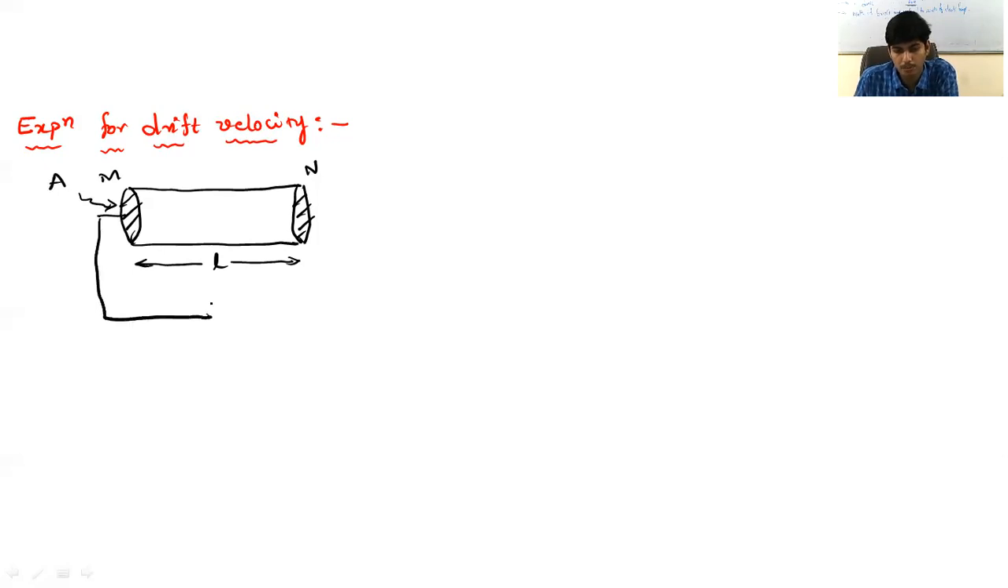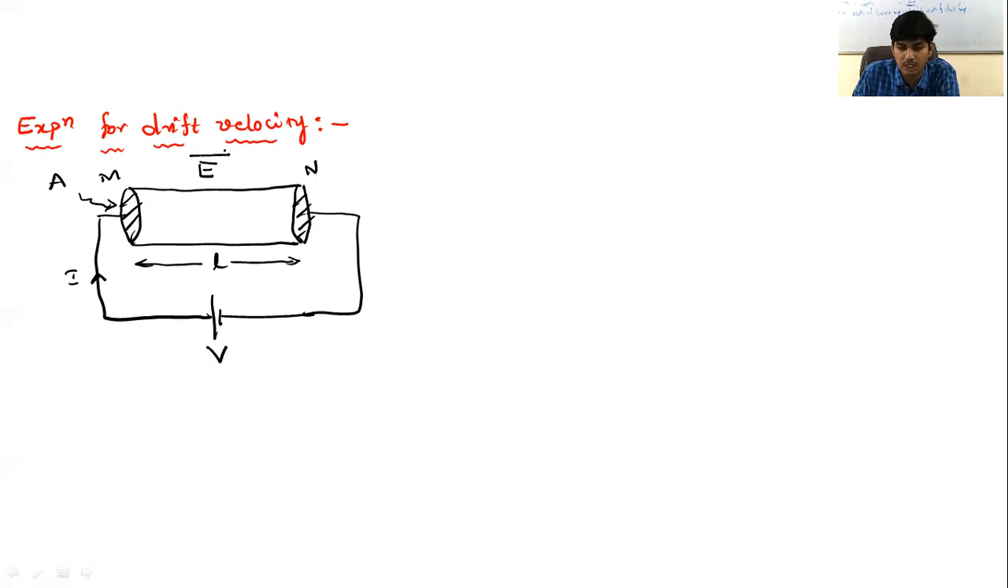In order to set up electric current in this conductor, we need to apply a potential difference across the ends of the conductor. In the sense, we need to connect a battery across the ends of the conductor. See, across the ends of this conductor, I have connected a battery. The battery sends current I through this conductor and sets up an electric field E inside the conductor. So V is the potential difference applied across the ends of the conductor. E is the electric field set up inside the conductor.